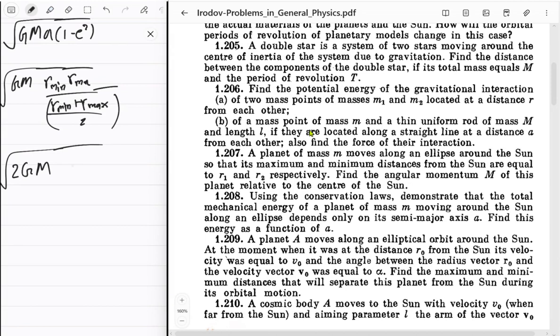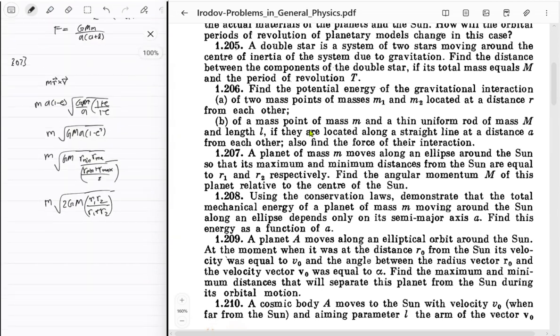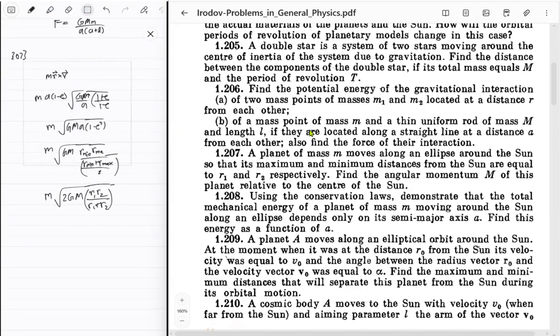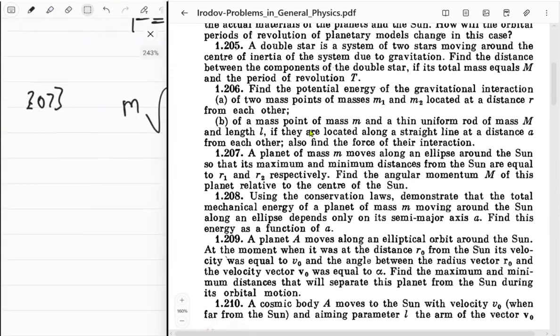Then you just have 1 upon that, the harmonic mean or something. Yeah, it is the harmonic mean. But I'll just write this r1 r2 upon r1 plus r2 because I like it that way. Easier to calculate than the harmonic mean. That should work out. So this is our answer, right? That's our angular momentum, the magnitude of that, of course.